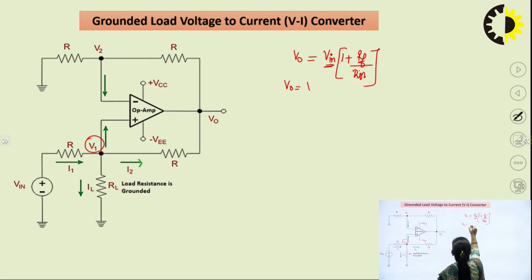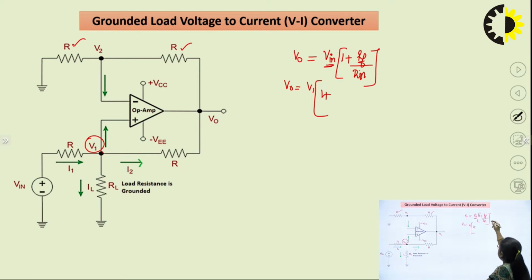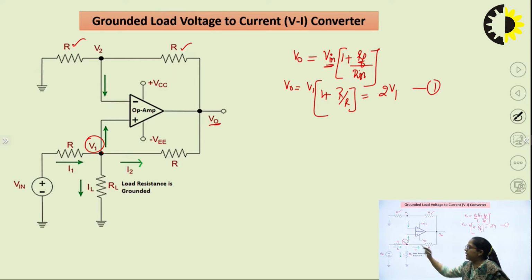So, what will it become? V naught equals V1 times (1 plus feedback resistance upon input resistance). What is the value of feedback resistance? It is R. What is the value of input resistance? Again R. So, we will replace RF and R in with R by R. It will give you the value of 2 times V1. Okay. So, this is our first relationship. Let us say this output voltage is equal to twice of V1.